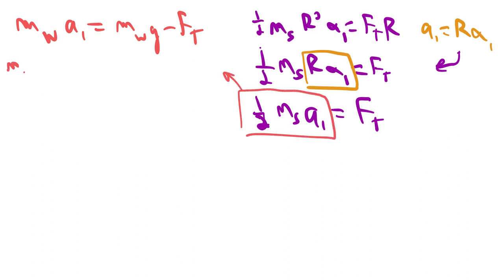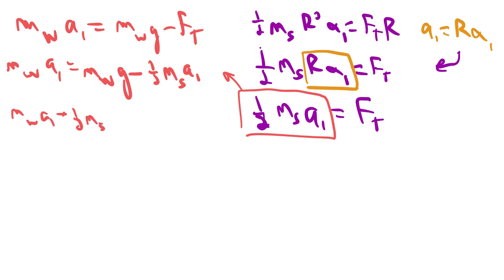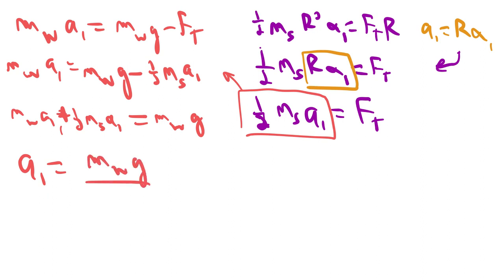So now I have mw times A1 equals mw times g minus, and I can make that 1/2 ms A1. From here on, it really is simple single variable algebra. I bring this over to the other side, so I have mw A1 plus 1/2 ms A1, and all of that equals mw times g. We can factor out the A1 and divide, and we end up with A1 equals mw times g over mw plus 1/2 ms.